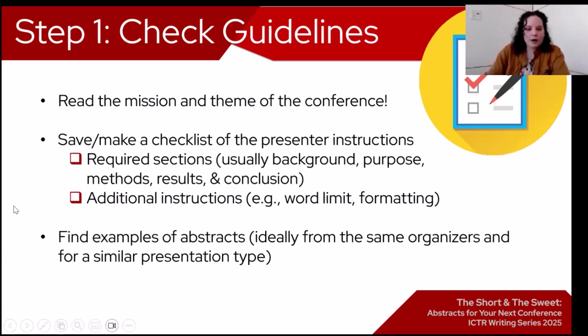If you can, it would be also great if you can find examples of abstracts that did get presentations at past conferences for that conference organizer. So ideally from the same organizers and a similar presentation type. Again, like if you're presenting on a research project, or if you are, say, pitching a discussion panel for your presentation at the conference, like if you could see an example of a successful abstract, that would be awesome. If you can't, that's fine too.